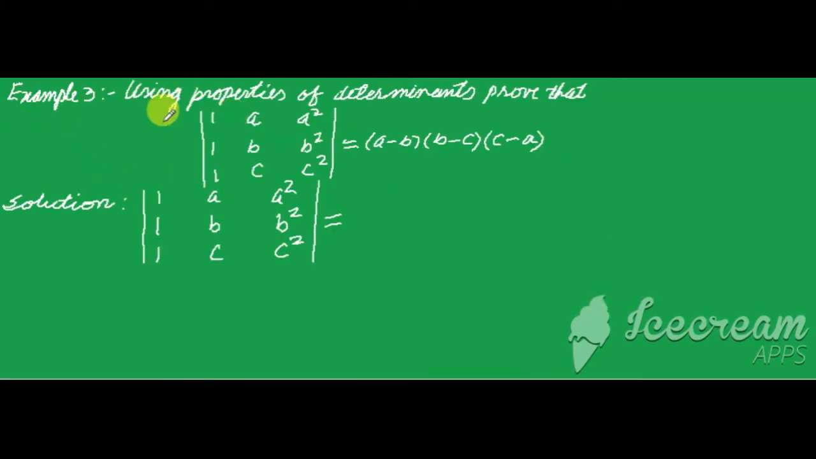Now, the third example: using properties of determinants, prove that determinant 1 a a square, 1 b b square, 1 c c square is equal to a minus b into b minus c into c minus a. So let's solve it. So we have taken the determinant, and now we have to take the operation R2 minus R1, R3 minus R1, because the first column is 1, 1, 1.